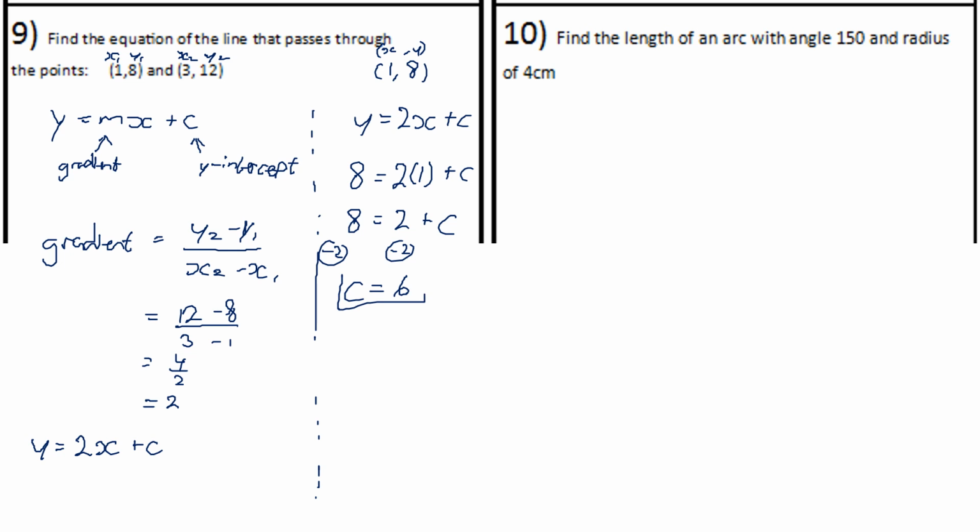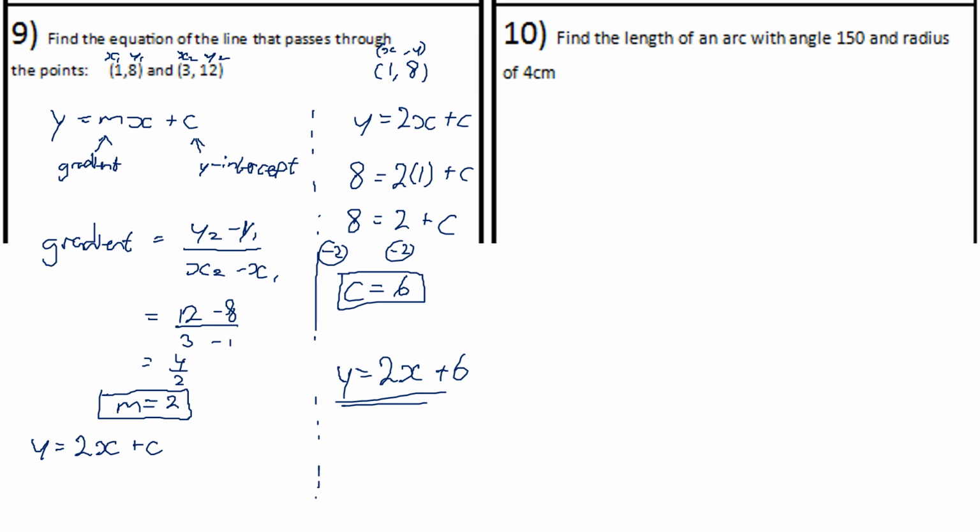Okay, so now I've got my m, which is 2, and my c, which is 6, so that's the hard work done. All we need to do now is write y is equal to mx plus c: y equals 2x plus 6. So that's your final answer.